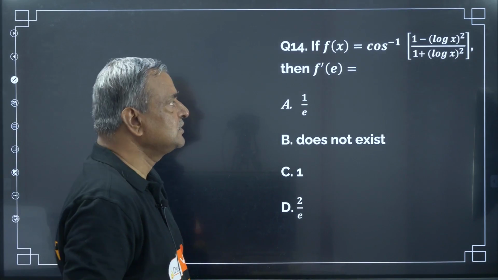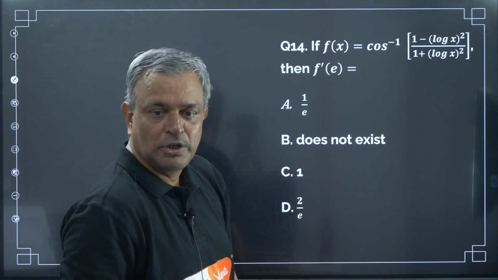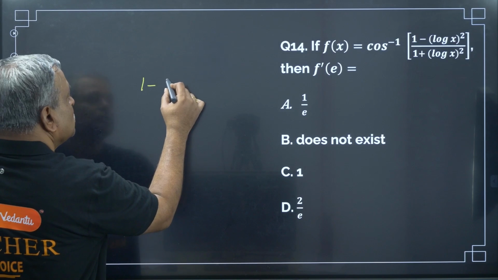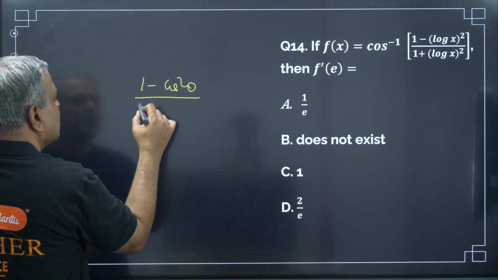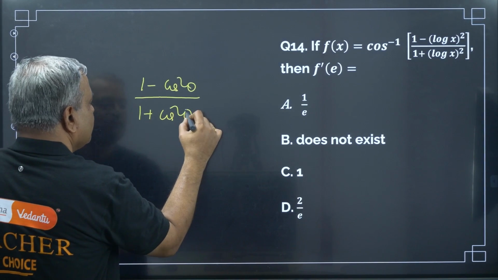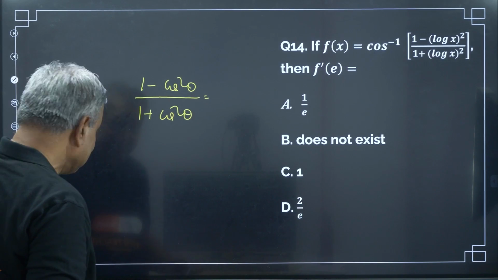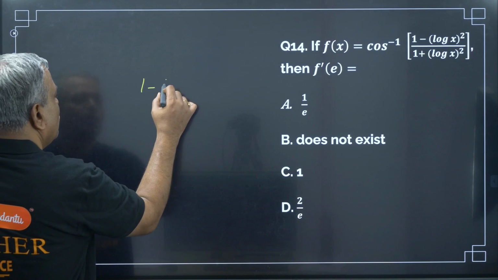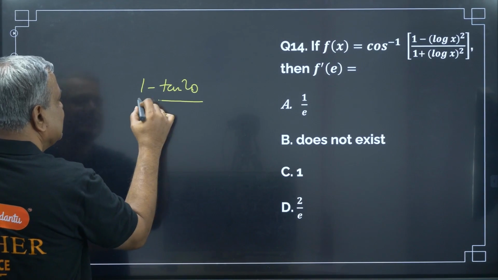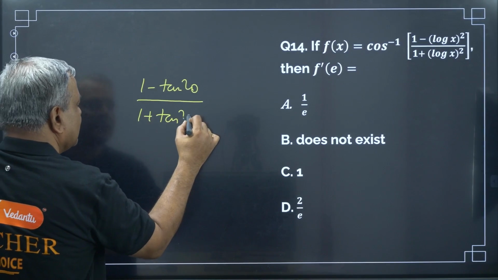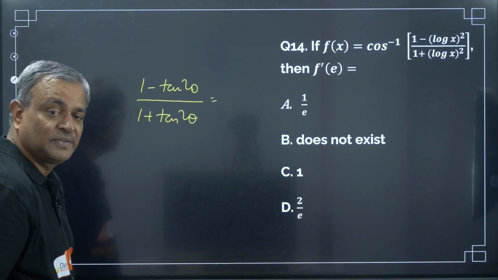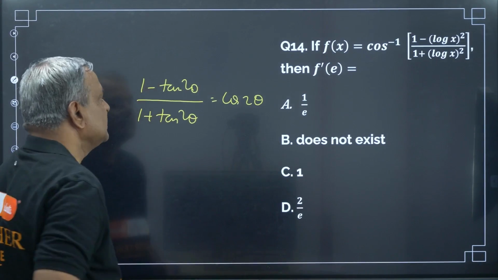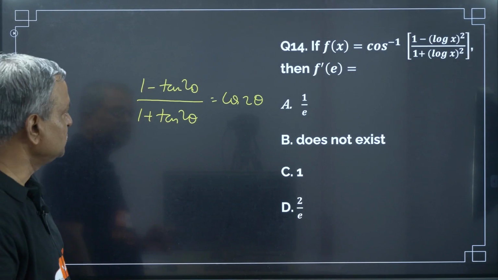So f of x equal to cos inverse of 1 minus log x by 1 plus log x. So before that, 1 minus tan square theta by 1 plus tan square theta will give you how much? What we get here? This will give you cos 2 theta. 1 minus tan square theta by 1 plus tan square theta is cos 2 theta.